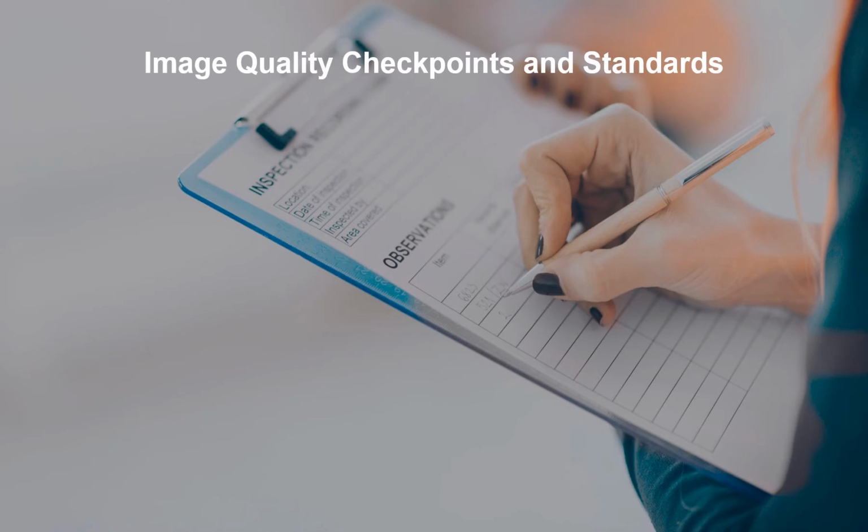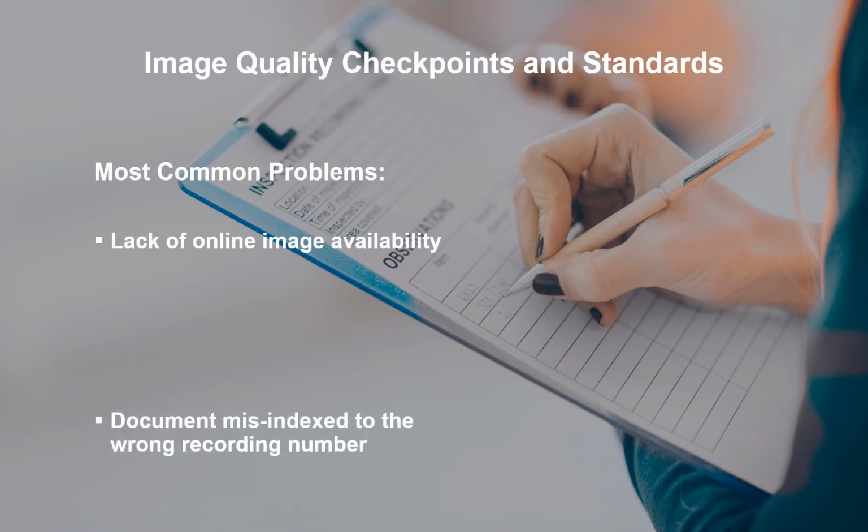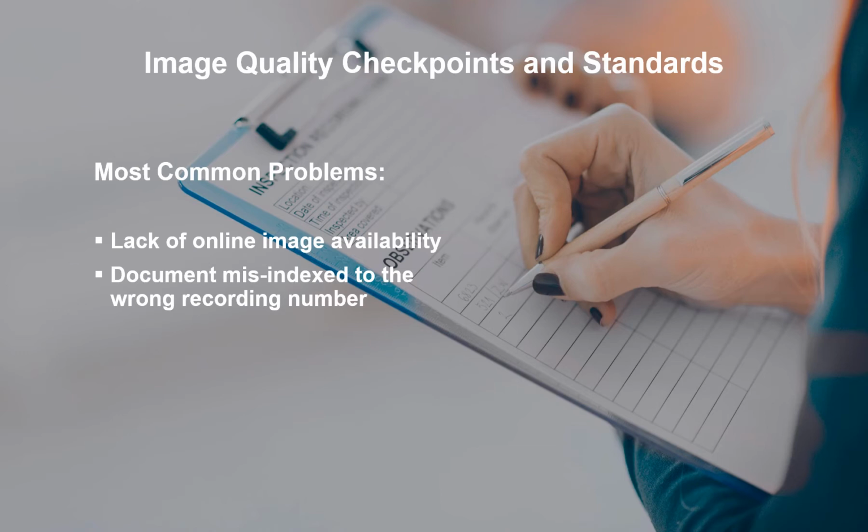One of the most important tools we leverage are the customer-generated issues called e-discrepancies. Anytime there is a problem with an image, customers have the ability to report the issue. The most common problems reported include lack of online image availability, a document was misindexed to the wrong recording number, poor document image quality, missing document pages. Our goal is to respond to these discrepancies within 24 hours, fixing those we can, or notifying the customer that we will be unable to fix the issue immediately. For example, if we need to go to the county and acquire the old document.